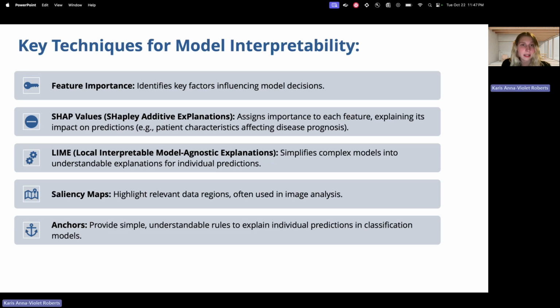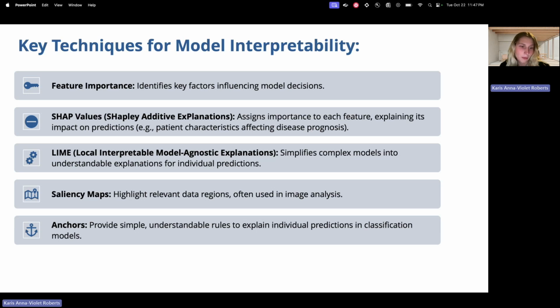Okay, key techniques for model interpretability. I have highlighted a few key techniques to aid in model interpretability. The first is feature importance, which identifies key predictive factors in a model's decision. Then we have SHAP values, which stands for Shapley Additive Explanations. This assigns important values to each feature of the model to describe its impact on predictions. An example of this is that it can be used to explain how patient characteristics affect disease prognosis.